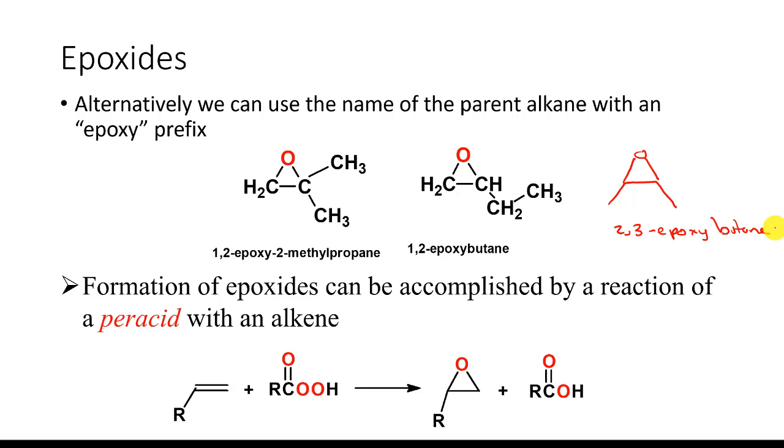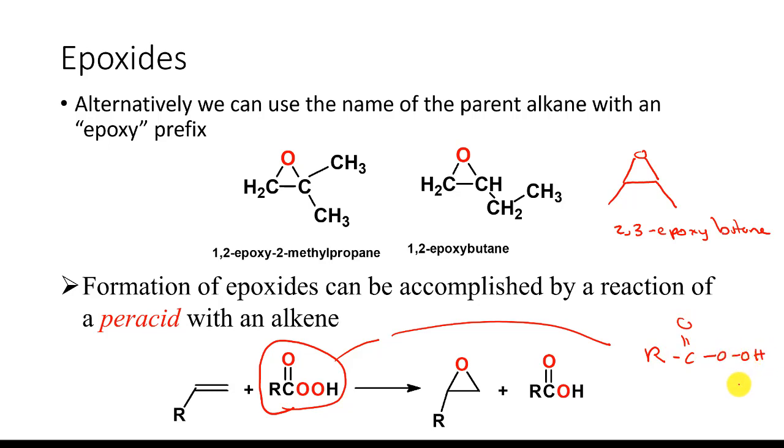Now, we're not going to go over the mechanism, but you need to know the reaction that epoxides can be formed a couple of different ways. One is to use what's known as a peroxy acid, and in a peroxy acid, or a per acid, the Lewis structure looks something like this. It has a peroxide bond, that's what this is, in the middle, and that causes the formation of an epoxide.